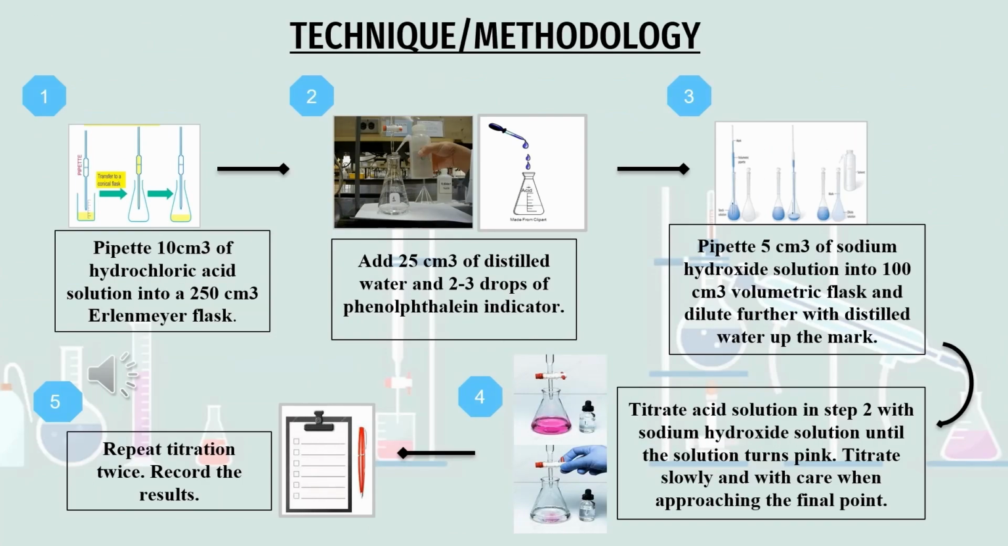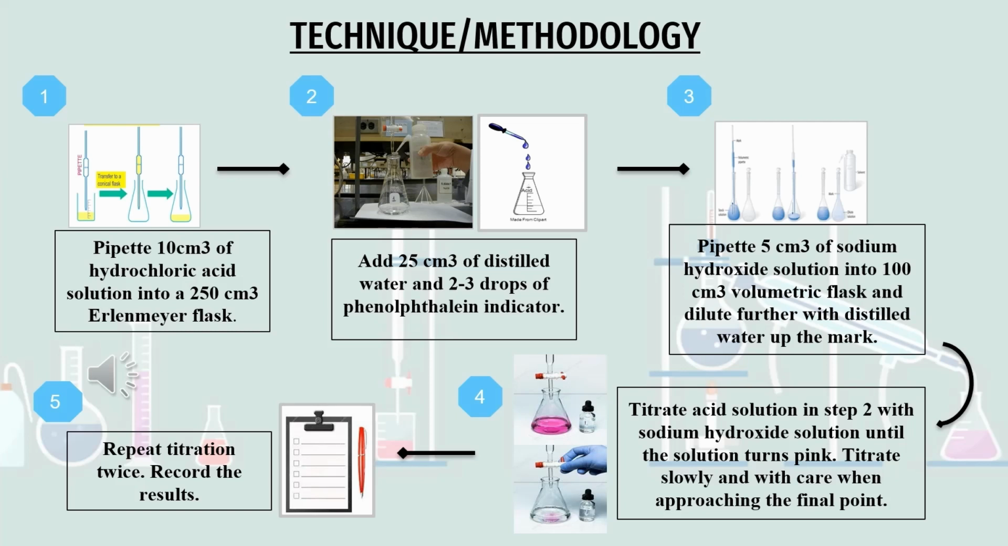Technique and methodology. First, pipette 10 cm³ of hydrochloric acid solution into a 250 cm³ Erlenmeyer flask. Second, add 25 cm³ of distilled water and 2 to 3 drops of phenolphthalein indicator. Then, pipette 5 cm³ of sodium hydroxide solution into a 100 cm³ volumetric flask and dilute further with distilled water up to the mark. Next, titrate the acid solution in step 2 with the sodium hydroxide solution until the solution turns pink.